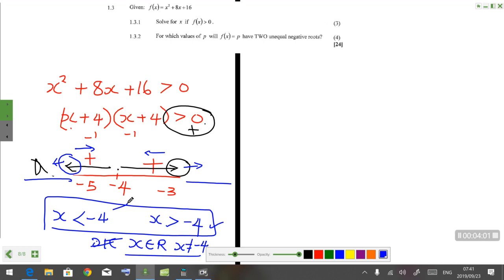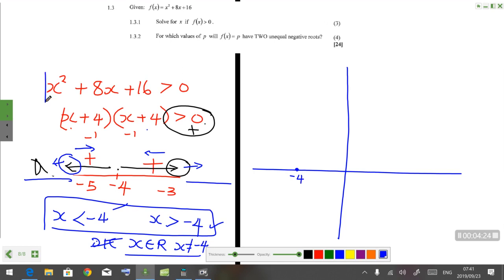Now, for which values of f of x, I want to deal with this question using a graph, using the graph method. And if I'm going to use the graph method, look at what I'm going to do. I'm just going to plot this, sketch this graph very fast here. My values are negative 4, remember? So my graph is going to turn right there. What is my y value? Okay, we're looking at this.